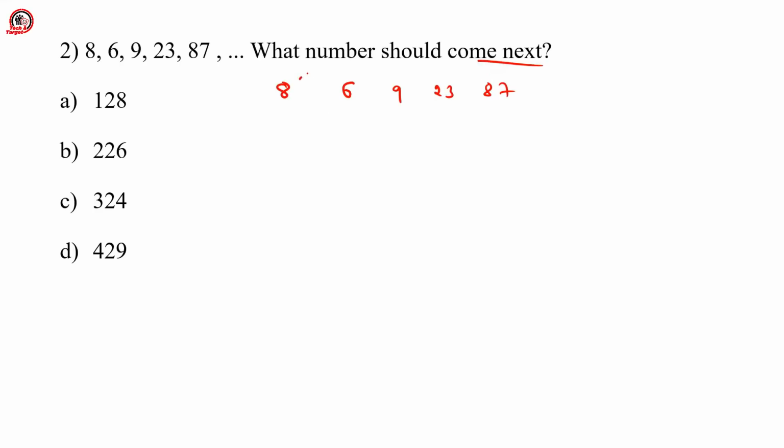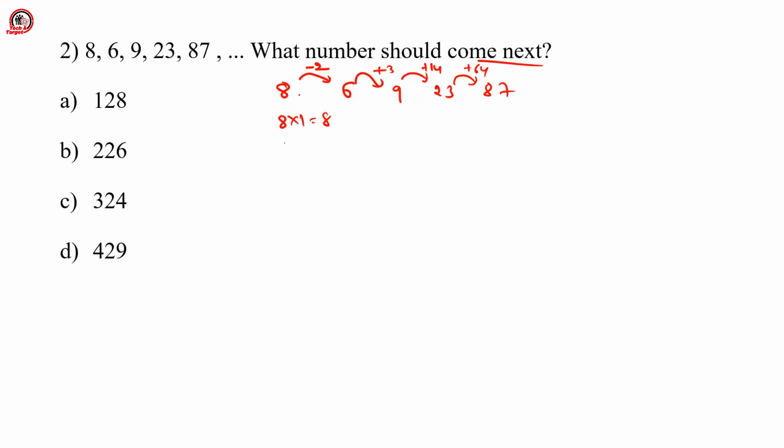Now, if you see, the difference from here to here is -2, from here to here it is +3, from 9 to 23 it is +14, and from 23 to 87 that is +64. So if you carefully observe, we are not able to find any kind of pattern from this. Now we will see if there is any multiple relationship or any product relationship. So if we multiply 8 with 1, we'll get 8, not 6, right?